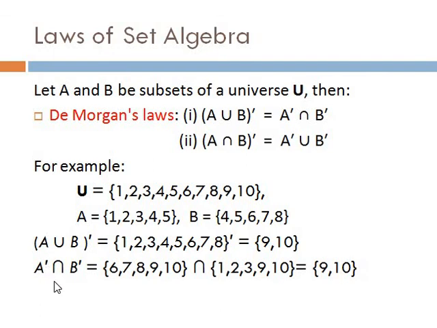Now A complement intersection B complement. First find the complement of A, those elements that are in U but not in A. So 6 to 10. Similarly B complement, those elements in U but not in B, that is 1, 2, 3, 9 and 10. Now take the intersection of these two sets, and the only elements in it are 9 and 10. Similarly, left hand side equals right hand side. The first law is proved for this example. You can similarly prove the second law.